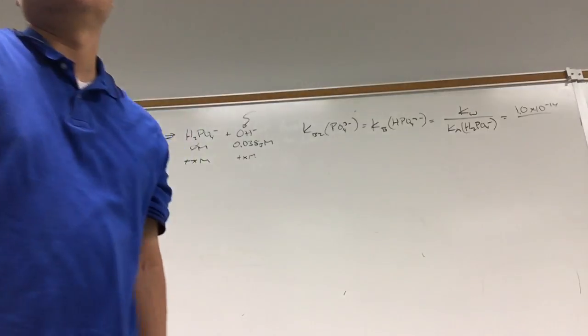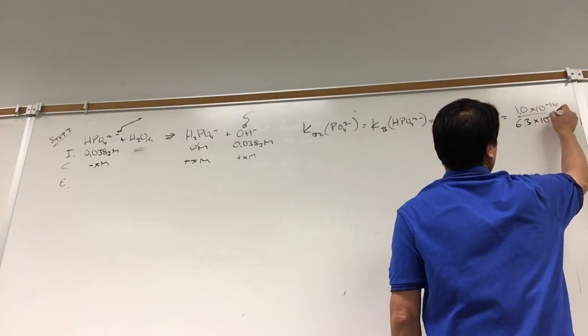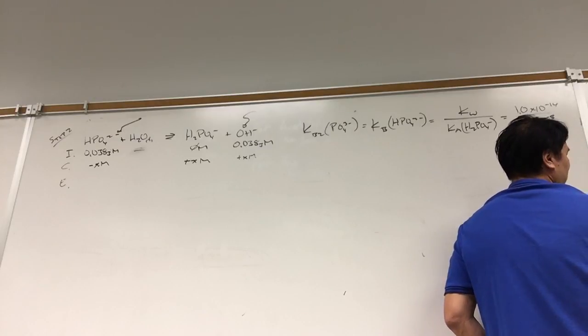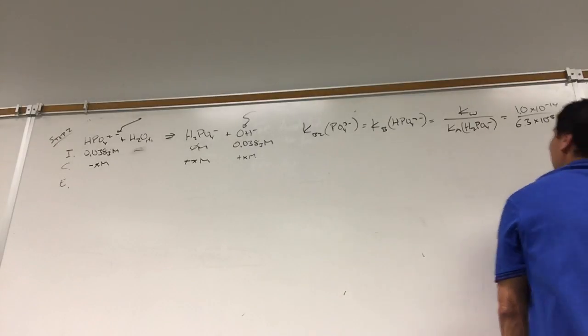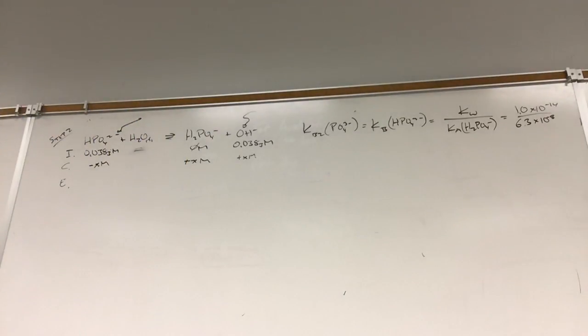Do you have the number? 6.3 times 10 to the negative 8. And for H3PO4, since you have your book out, what is the Ka for H3PO4? 7.1 times 10 to the negative 3. All right, I'll write that over here. All right, so we have 1 times 10 to the negative 14 divided by 6.3 times 10 to the negative 8.